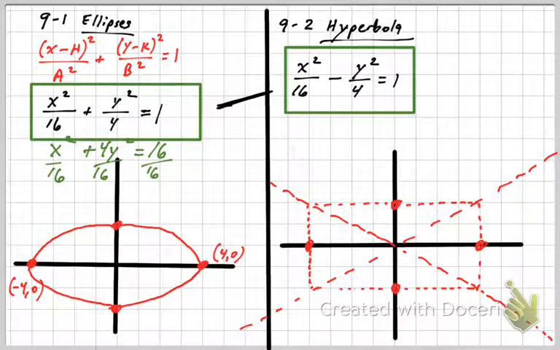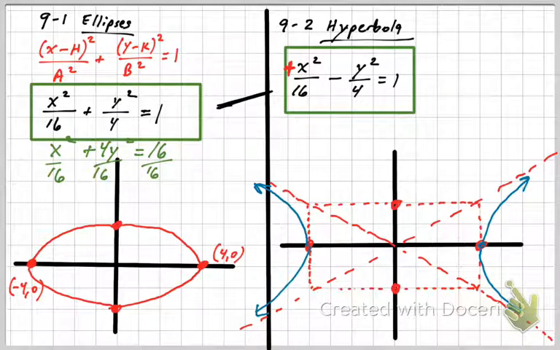Now, which one is positive, the x or the y? The x. So that means it opens around the x-axis. When I actually graph this, I want it to open around the x-axis towards these asymptotes. I don't consider a hyperbola much more difficult than an ellipse, except it opens outward instead of inward. Any questions on the comparison between a hyperbola and an ellipse?